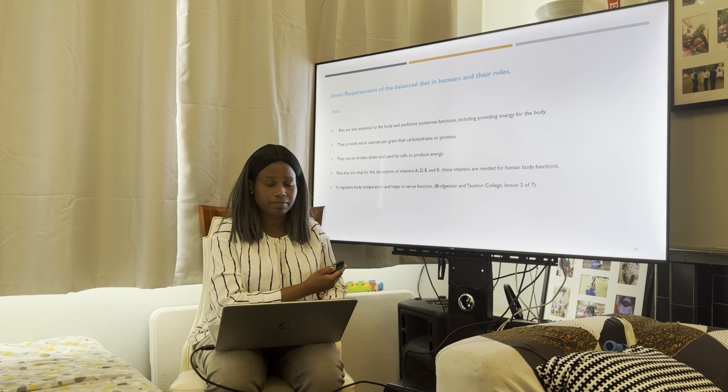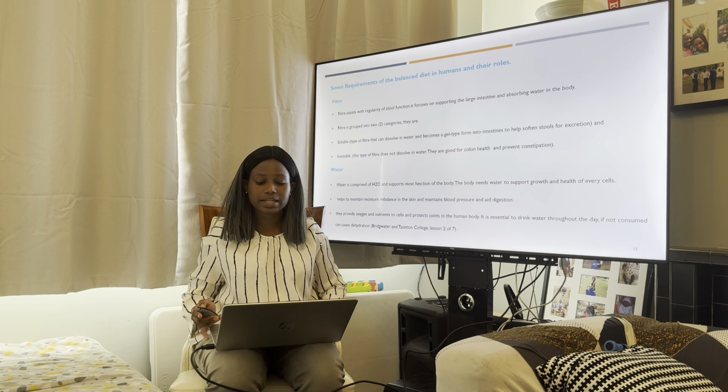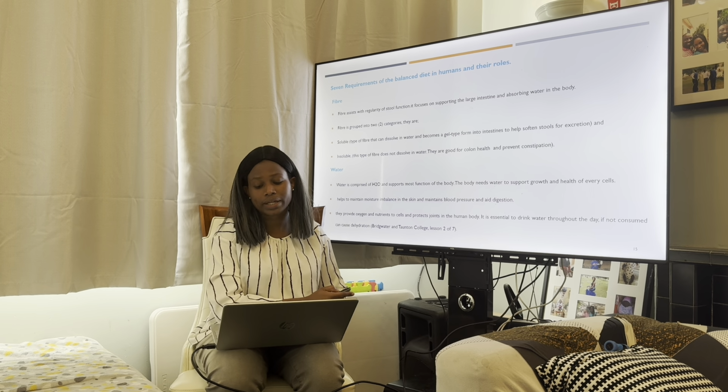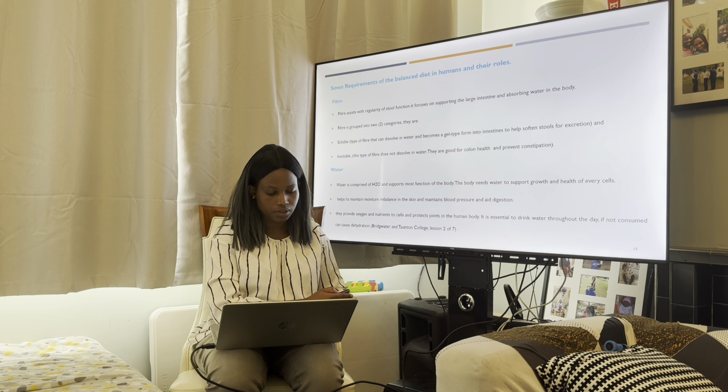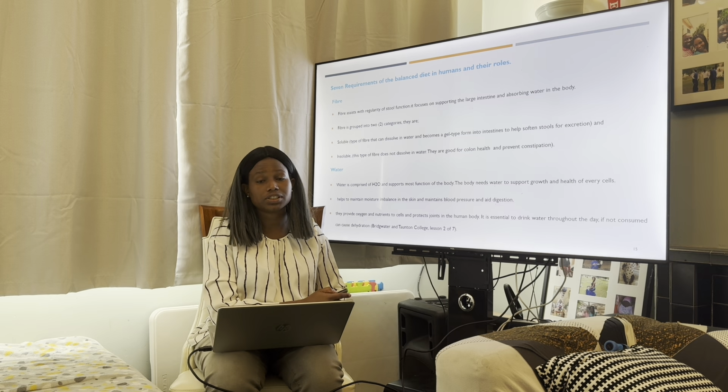Fiber. Fiber assists with regularity of stool function, and it supports the large intestine by absorbing water into the body. Fiber is grouped into 2 categories: soluble, a type of fiber that dissolves in water, and insoluble, a type of fiber that does not dissolve in water. They are good for colon health and prevent constipation.